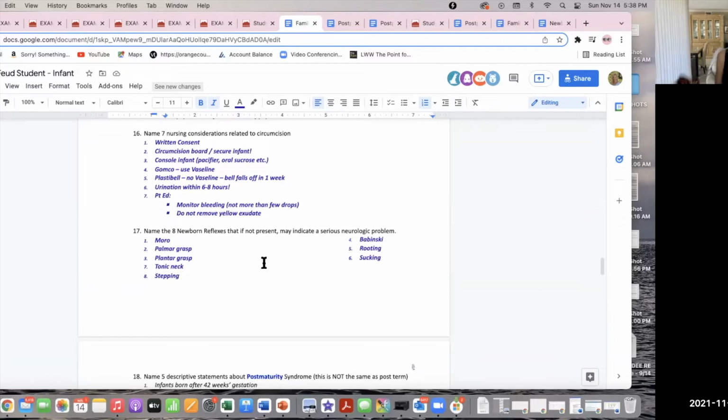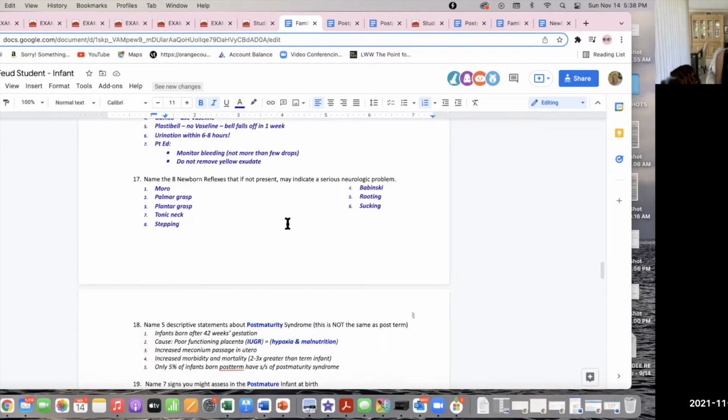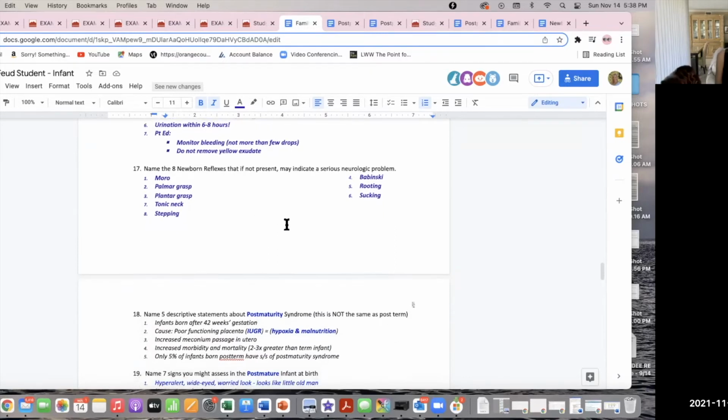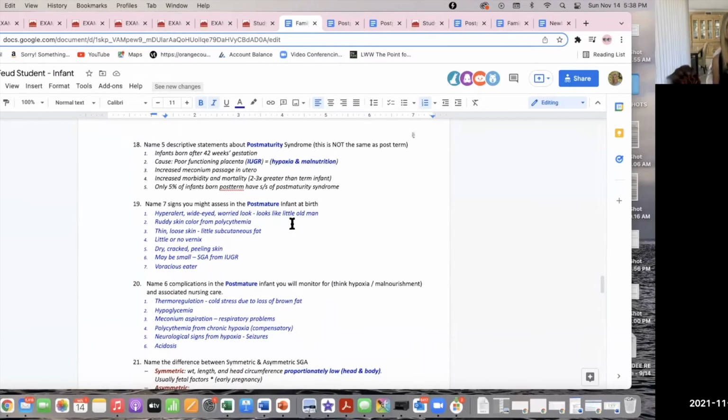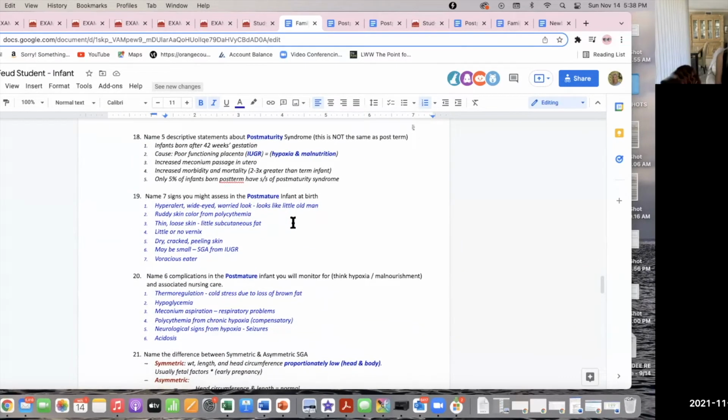Baby's got to urinate within 6 to 8 hours. And then monitor for bleeding. Okay. And then this has the newborn reflexes a little bit more succinct than that other page did. All right. Now, the last thing I'm going to talk about is post-maturity.